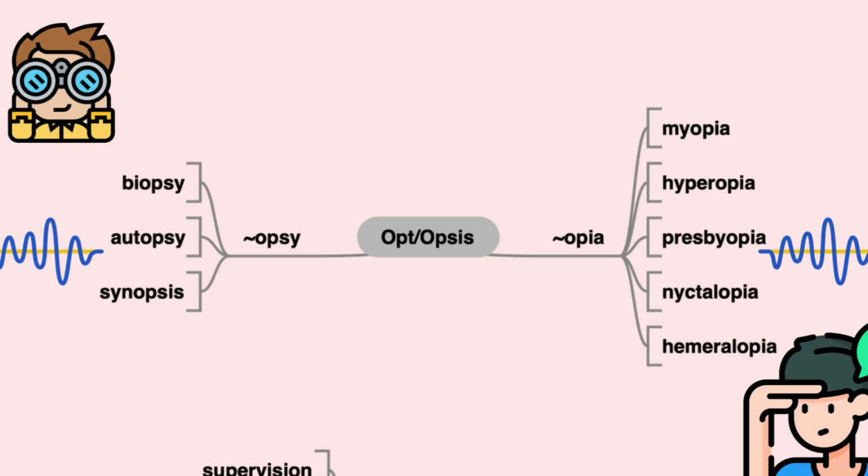Autopsy combines auto, meaning self, and opsis, meaning to see for oneself, referring to the examination of a body after death. Another example is synopsis, where syn means together, and opsis means to see, meaning an overview or a summary that provides a general view. Myopia, meaning nearsightedness, originates from myo, meaning to close the eyes, and opsis, meaning to see, derived from the act of squinting to focus better.